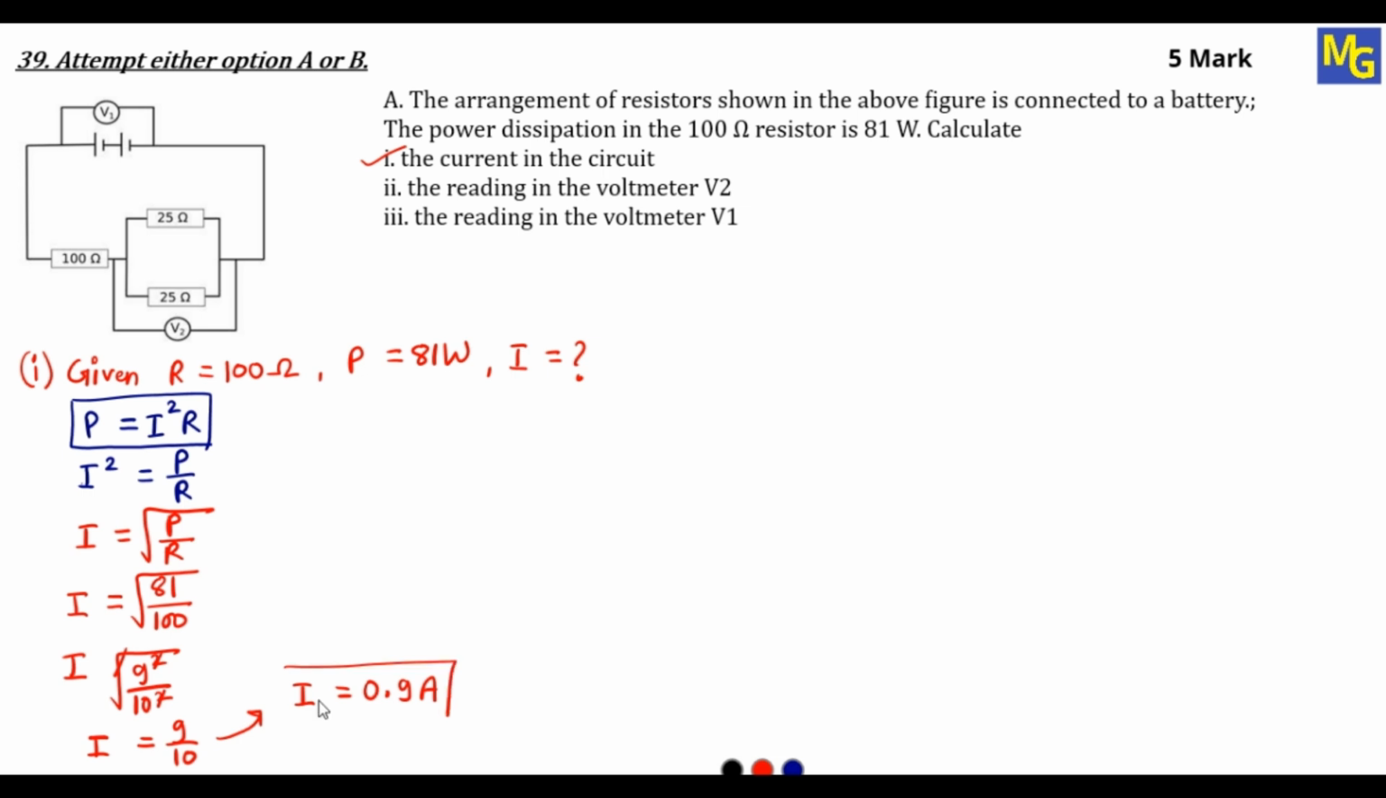So remember we have to write the units. Current is measured in ampere, so I wrote here 0.9 ampere. This is the answer for the first question.